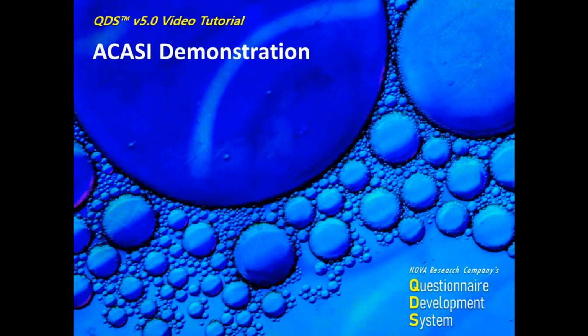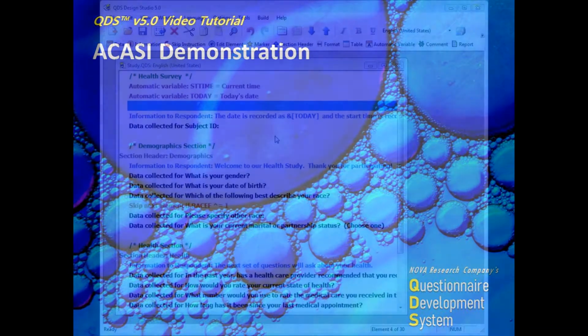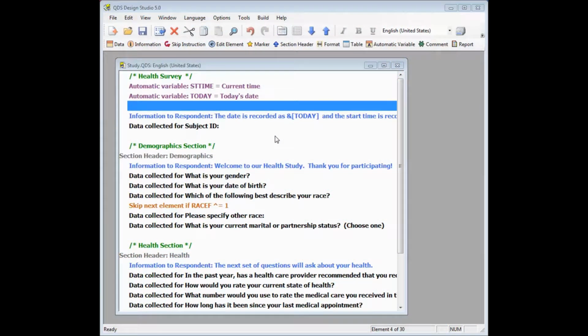This QDS video will build a sample ACASI survey and then demonstrate showing different types of questions and responses, and finally look at the saved ACASI data file. Once you've completed development in the Design Studio, you'll want to build your ACASI control file.